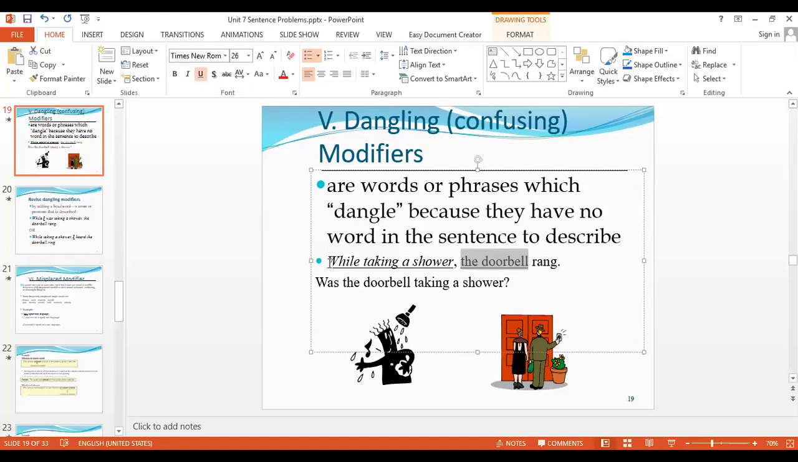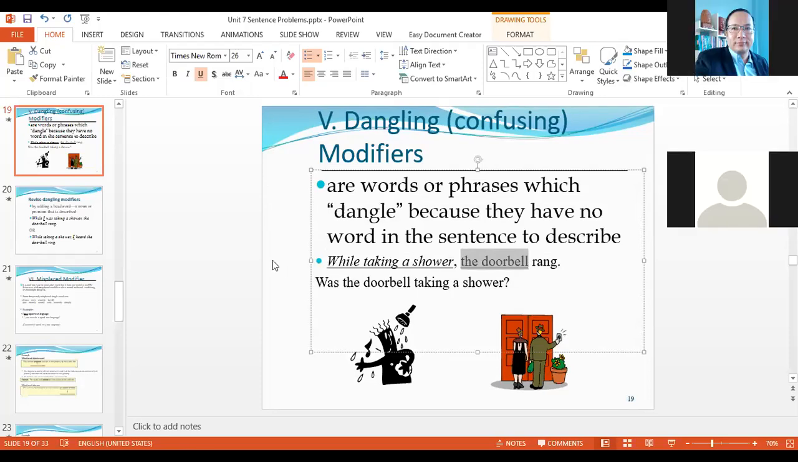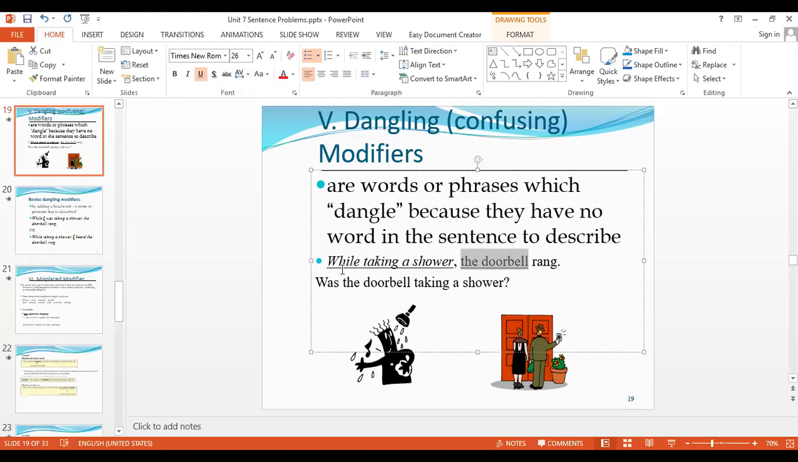Now, who is taking the shower? Do we have a subject or not, everybody? No, right? This is called a dangling modifier. The modifier that starts a sentence and modifies the wrong subject or has no clear subject. No subject, right? That's why we call it a dangling modifier like this.